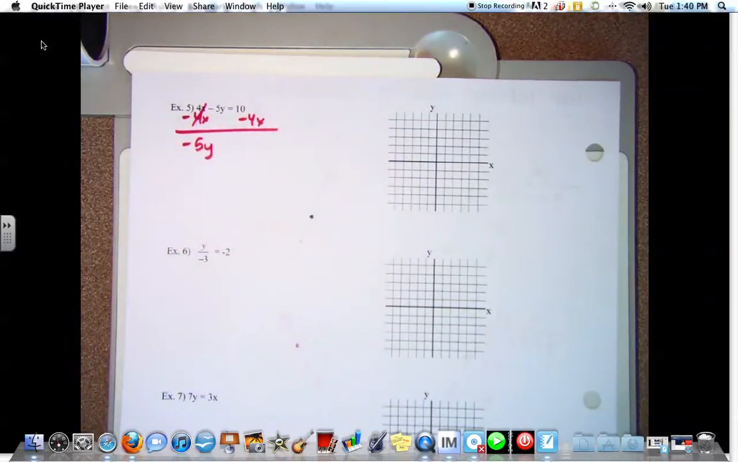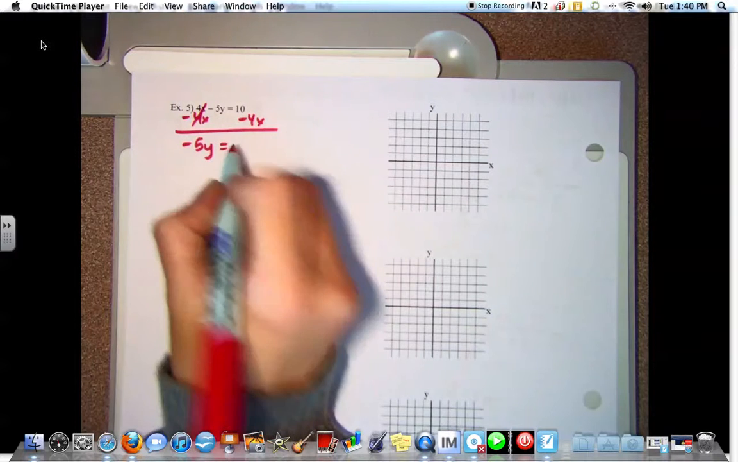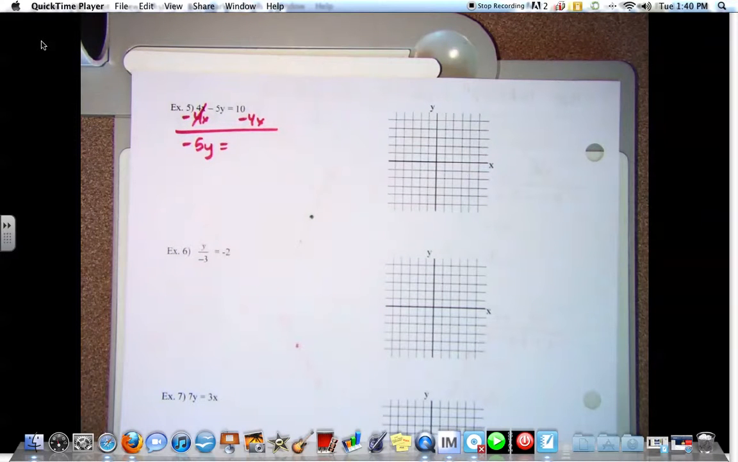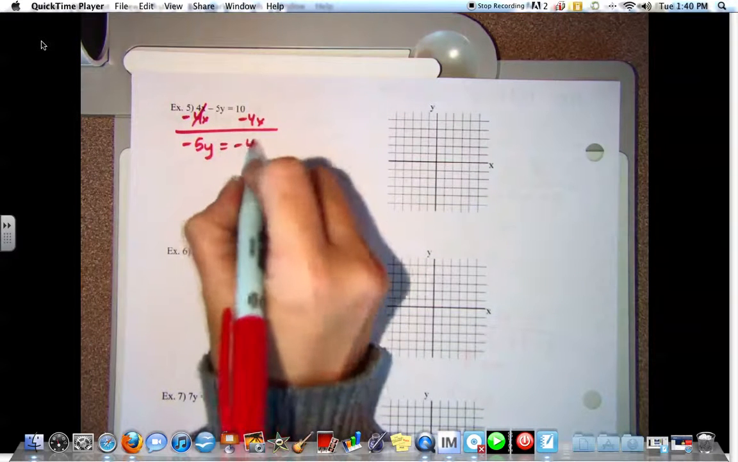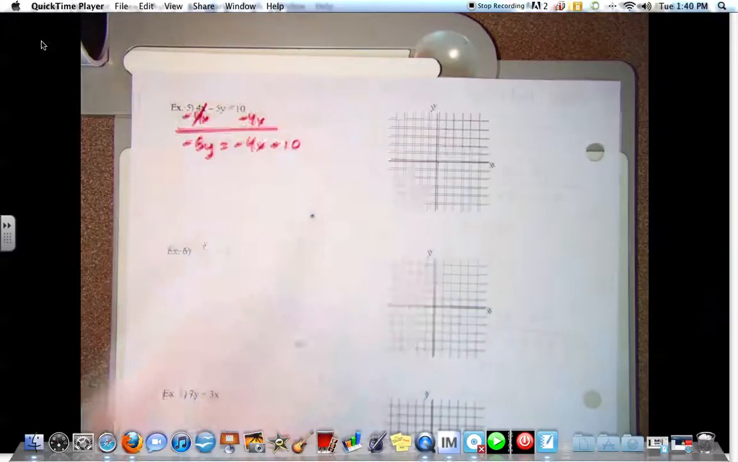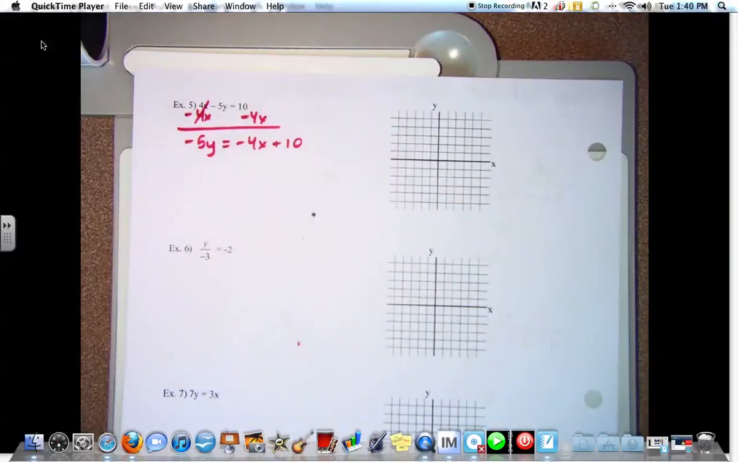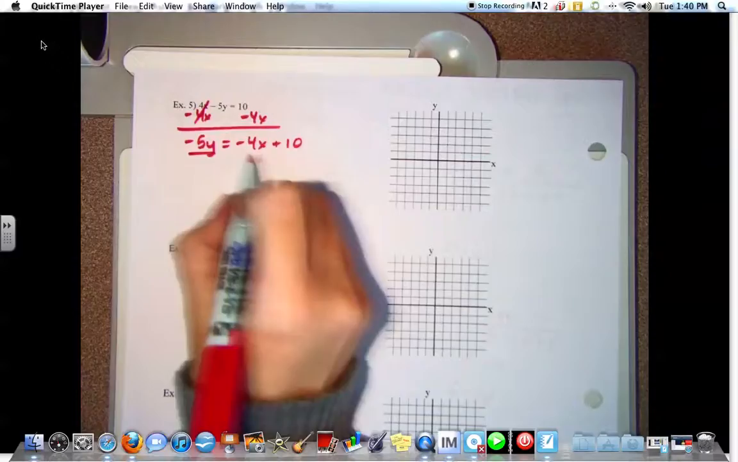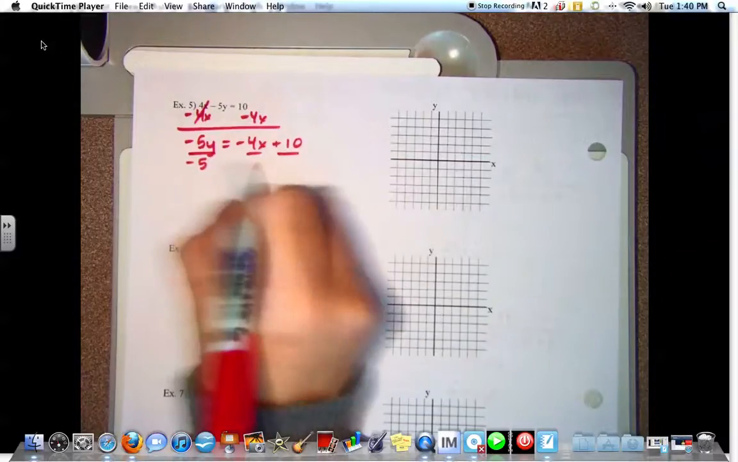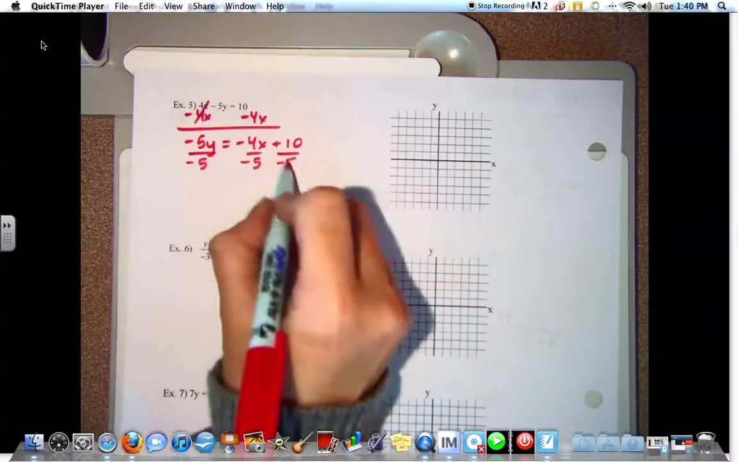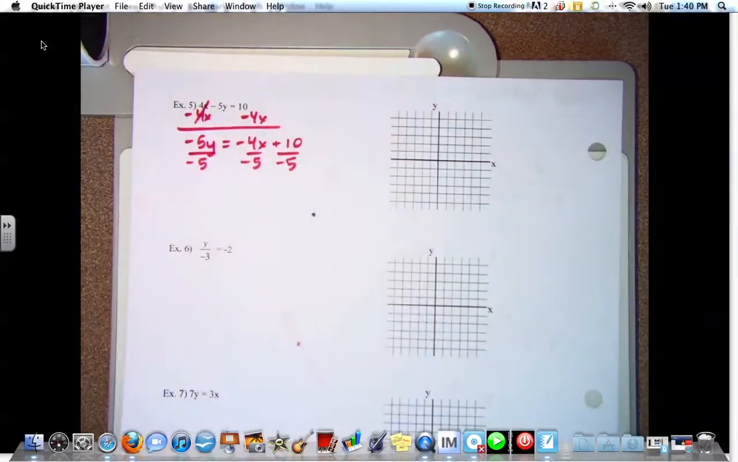Left. My bad. I was confused. But I knew it was negative 4x plus 10. Then I divide by negative 5. You know what you're doing. You're just having a hard time saying it, right?